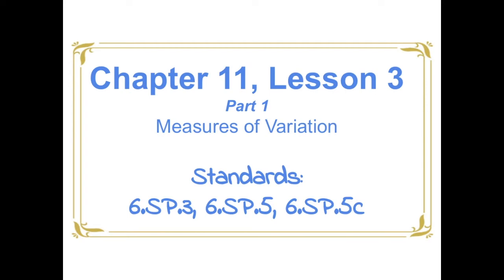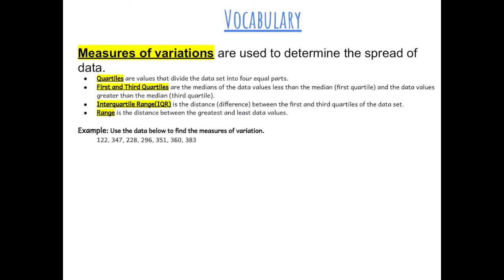Chapter 11, Lesson 3, Part 1, Measures of Variation. Measures of variation are used to determine the spread of data. Quartiles are values that divide the data set into 4 equal parts.